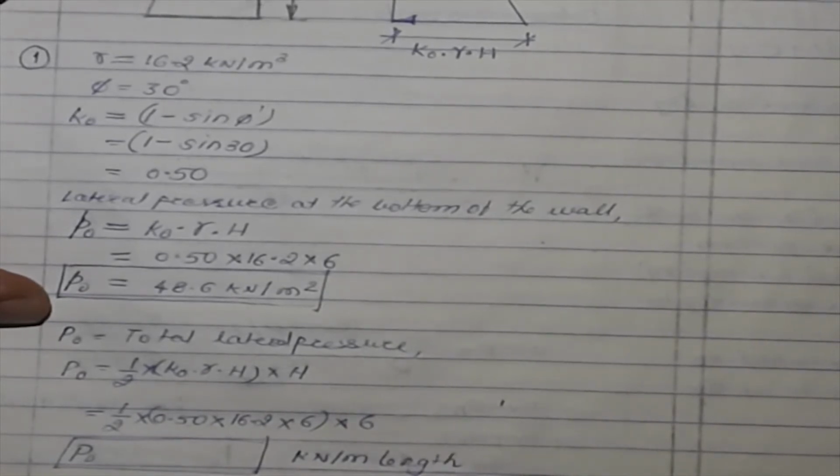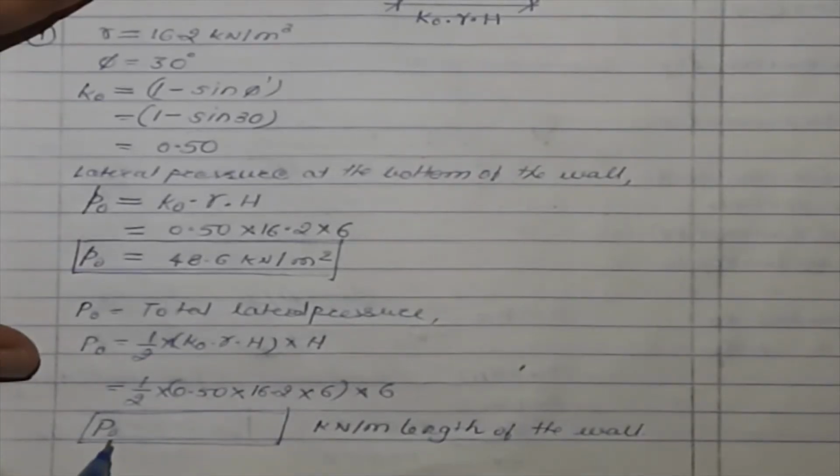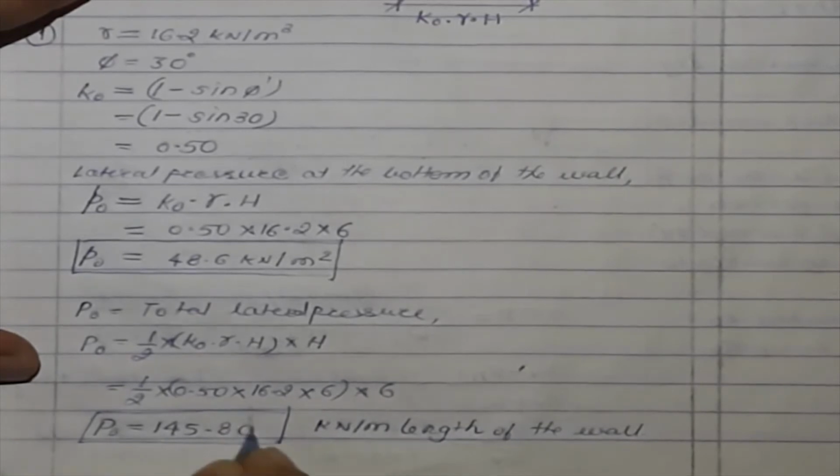Kilonewton per meter length of the wall. Let us find out. Thus capital P0 comes out to be 145.8 kilonewton per meter length of the wall. This is the total lateral earth pressure when the soil is considered dry.